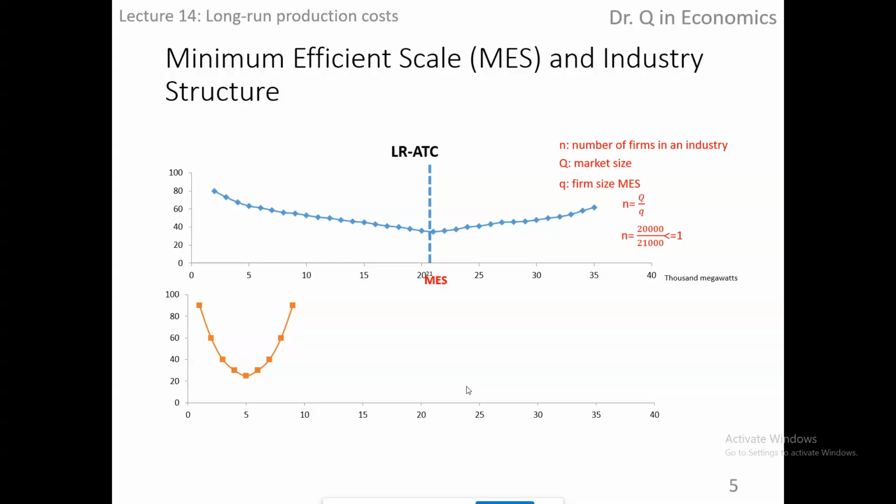For example, if the consumers in the city need 20,000 megawatts of electricity at the prevailing rate, and a coal-fired power plant can easily produce 21,000 megawatts within the established facility, then the market only needs one firm to satisfy the consumers' need. This is called natural monopoly.